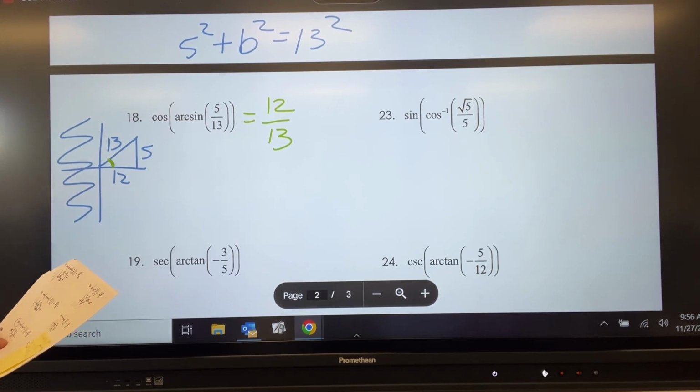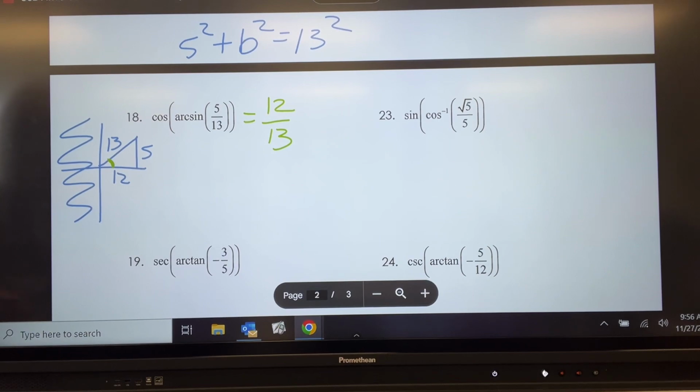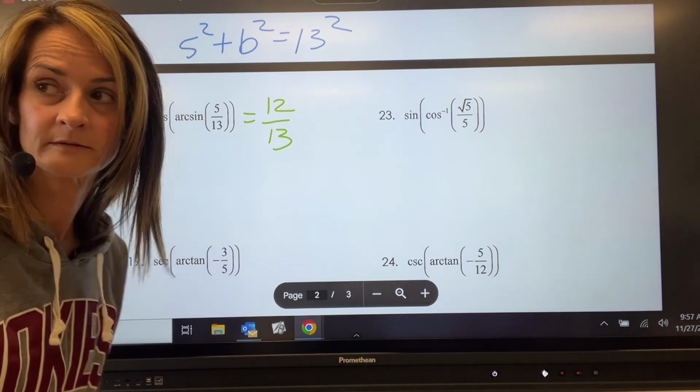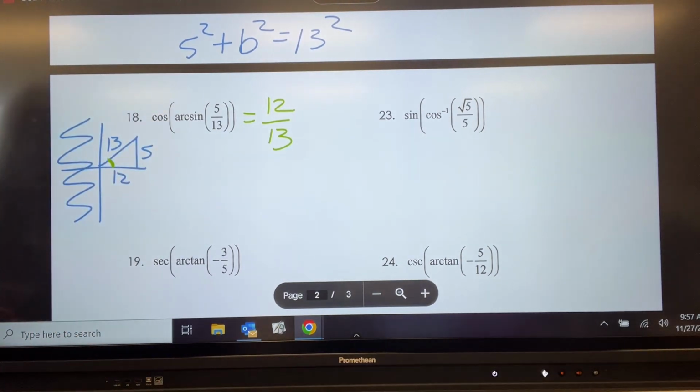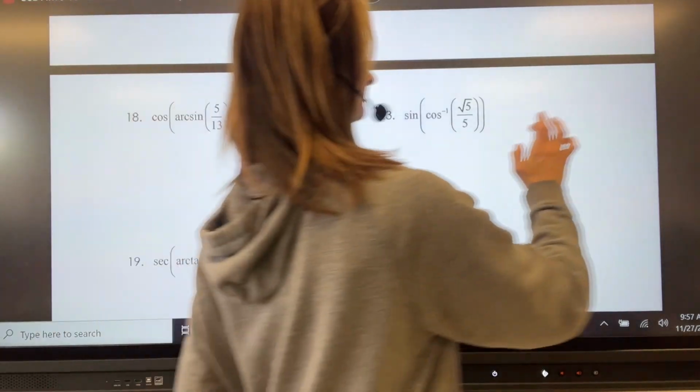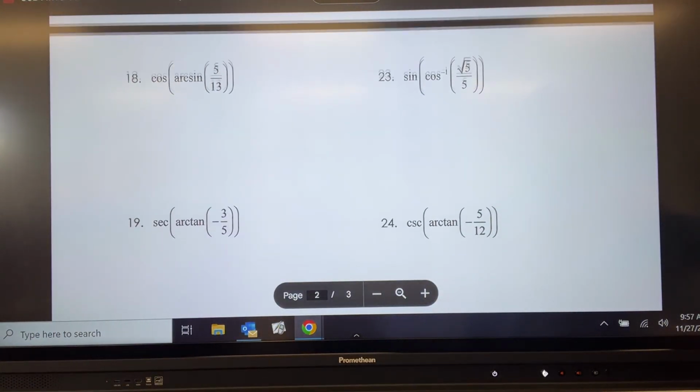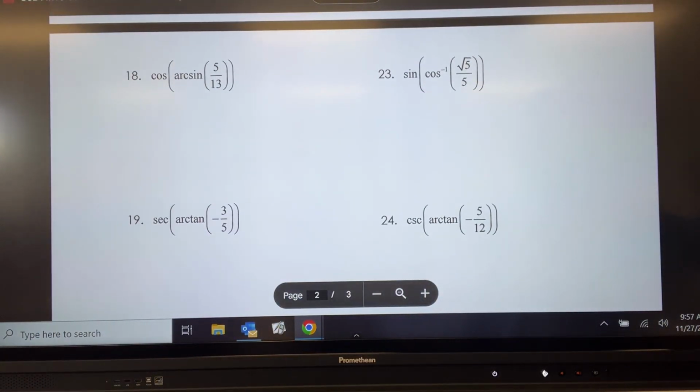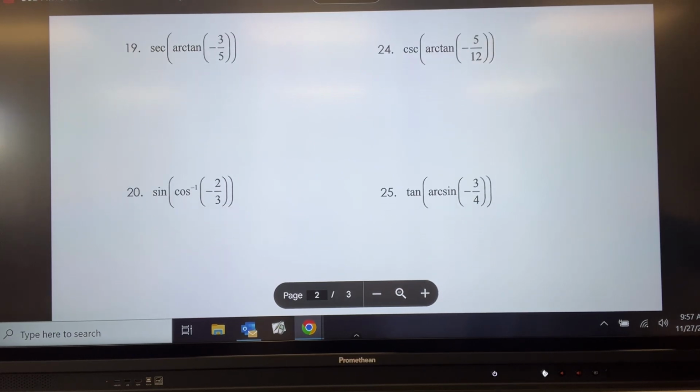Let's go to 24. Can I erase? 24. 24 again has a value that's not on the unit circle. Can you go down? There we go.